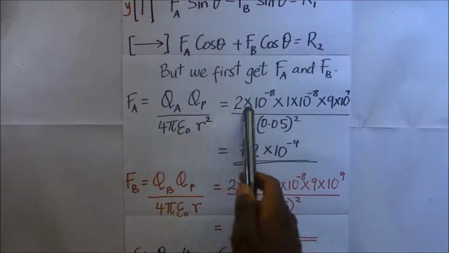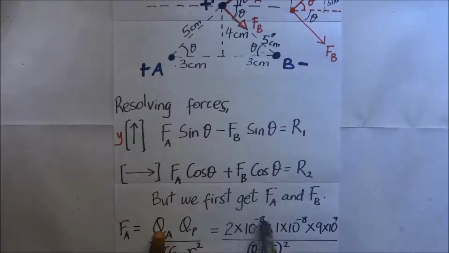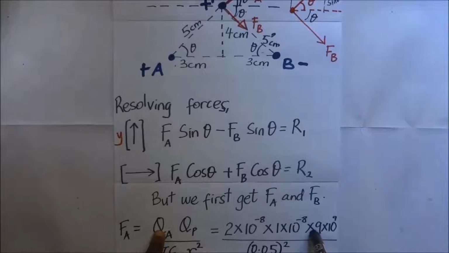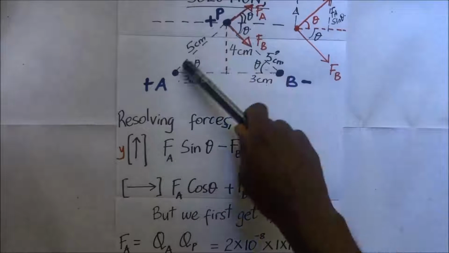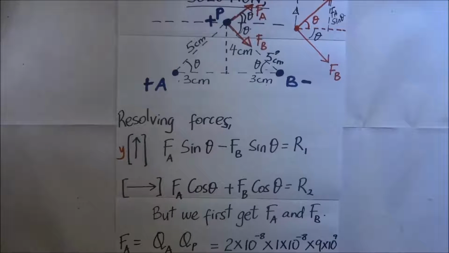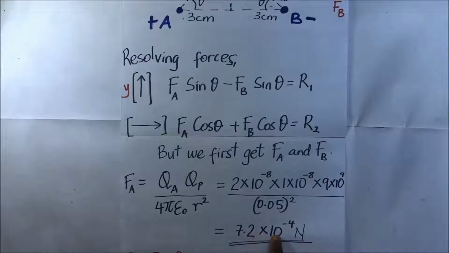So QA, the charge on A, is 2 times 10 to the power negative 8. The charge on P is 1 times 10 to the power negative 8. Multiply that by 9 times 10 to the power 9, which is equivalent to 1 over 4 pi epsilon naught. Divide that by the separation squared. Their separation is 5 centimeters, but it's supposed to be in meters, which is 0.05, and it's squared. That's how we end up with 0.05 squared. And we get our force as 7.2 times 10 to the power negative 4 newtons.